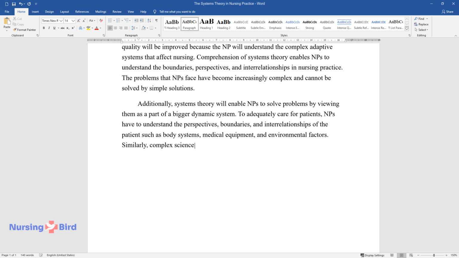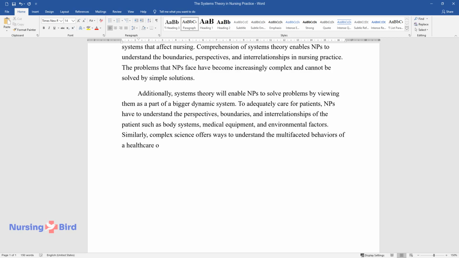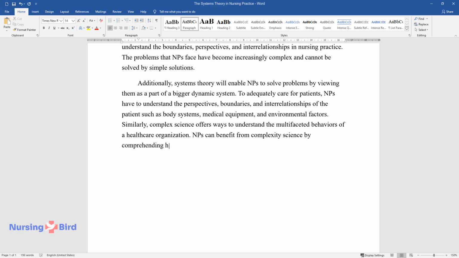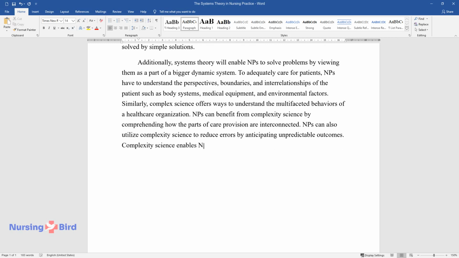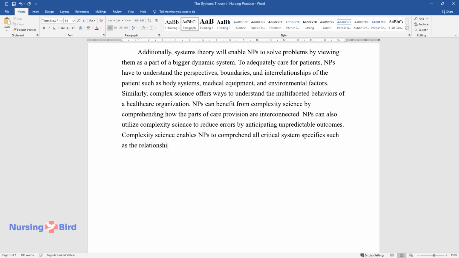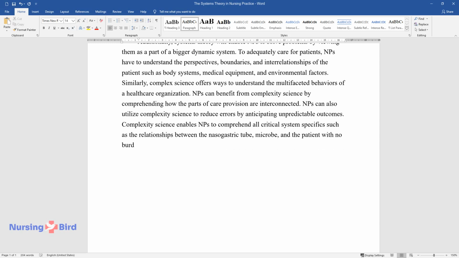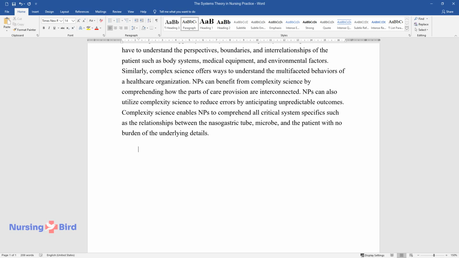Similarly, complexity science offers ways to understand the multifaceted behaviors of a healthcare organization. NPs can benefit from complexity science by comprehending how the parts of care provision are interconnected. NPs can also utilize complexity science to reduce errors by anticipating unpredictable outcomes. Complexity science enables NPs to comprehend all critical system specifics, such as the relationships between the nasogastric tube, microbe, and the patient, with no burden of the underlying details.